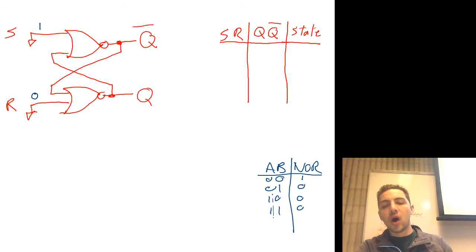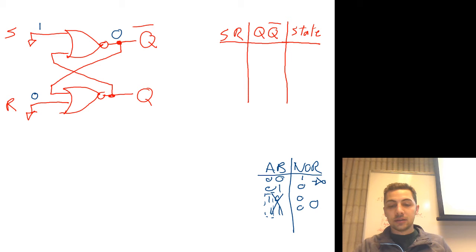If we have a 1 on an input, it doesn't matter what the other input is, we just get out a 0. Otherwise, it acts like an inverter. So where we have a 1 here, we automatically know that it's 0. We don't even have to look at this output.